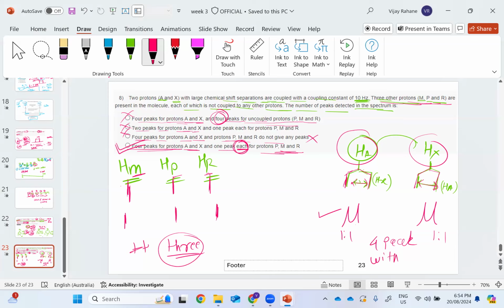Any doubt here? No, sir. Sir, if the coupling constant's value is negative, then what effect does it have on our spectra? All right. It will be opposite. The pattern will be the opposite. Let's say we have the option, I will give some example here.